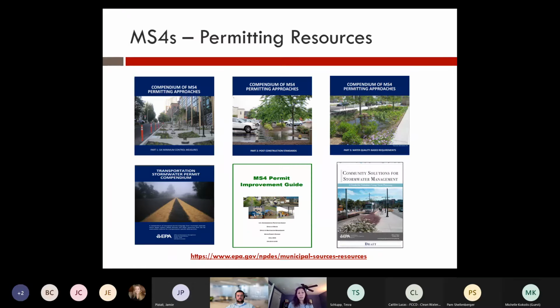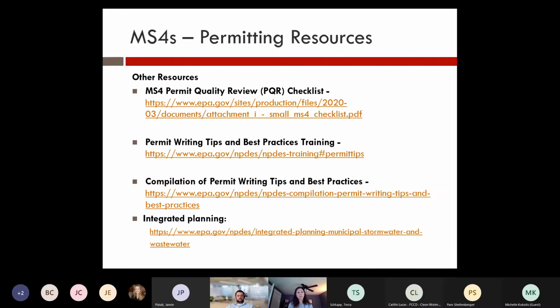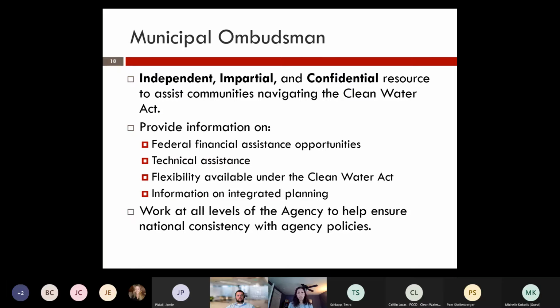And here are some resources for permitting for MS4s. You can go to this website to take a look at all of them. Many compendiums on what's been happening in permitting approaches. And then we have a few other resources for you. I also include the integrated planning website here. So now I'm going to turn it over to Jamie Pizziali, our Municipal Ombudsman, to talk about her role.